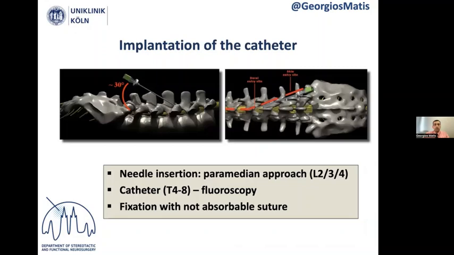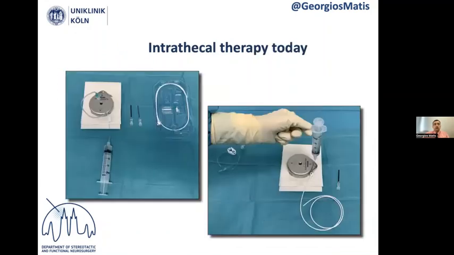This is how we should do the puncture using a needle. We are using also a paramedian approach. We are placing the catheter with a tip somewhere between T4 and T8 under fluoroscopy, and we fixate this catheter. This is the gold standard worldwide.